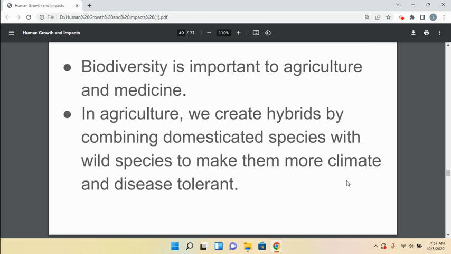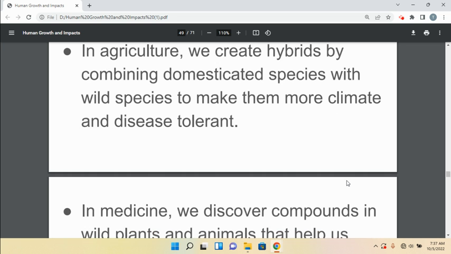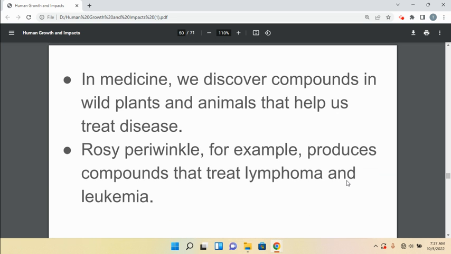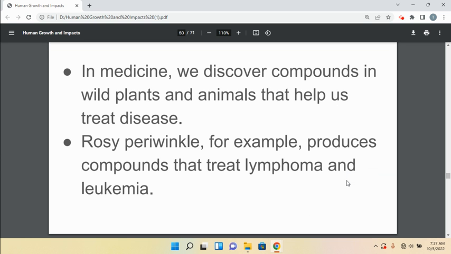So what has to happen is they hybridize them with grapes from around here, and by grafting the stems and leaves onto the rootstocks of local grapes, they can survive the winters here, they can survive the hot summers here, and be used in agriculture. That's hybridization. In medicine, there are a lot of compounds that we find in plants and animals that will help us treat disease. For example, the rosy periwinkle produces compounds that are used to treat lymphoma and leukemia.